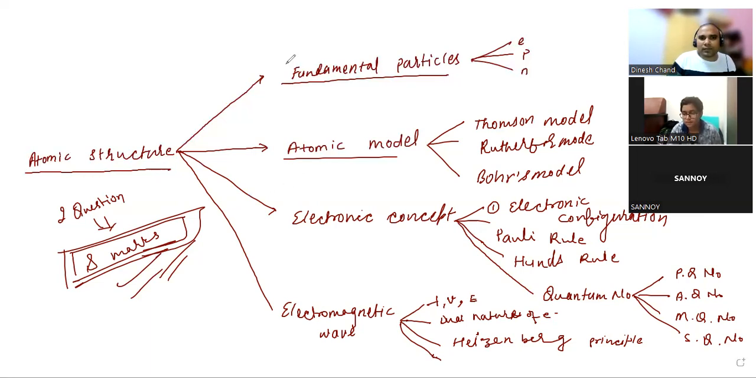Now, if we talk about the discovery of the electron, first of all you should know, we study the discovery of the electron in the 9th standard. Who discovered it? It was discovered by J.J. Thomson. Thomson only discovered the electron.